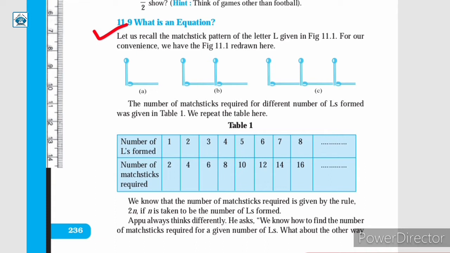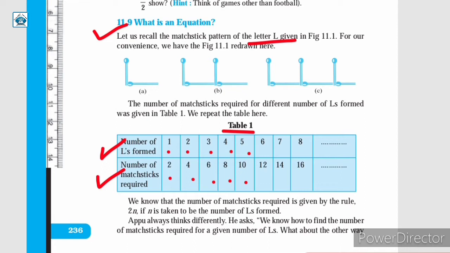Now for considering the definition of equation, we can say that an equation is a condition on a variable. It is only satisfied for a definite value of the variable. We all know what a variable is. Here you can recall the matchstick pattern for the letter L that is given here in figure. Here we are given in table 1 the number of L's formed and the number of matchsticks required. So depending on the number of L's that are to be formed, we are given the number of matchsticks that are required. So we made a rule for the number of L's formed.